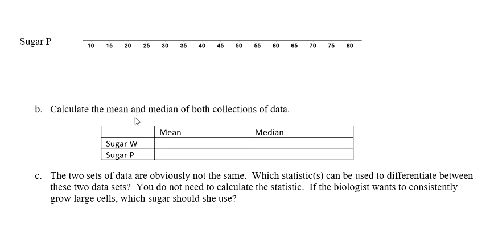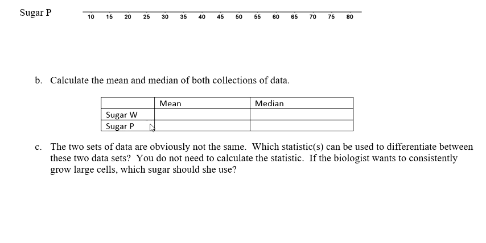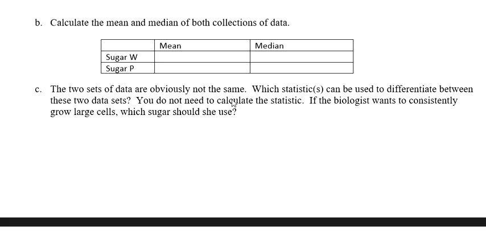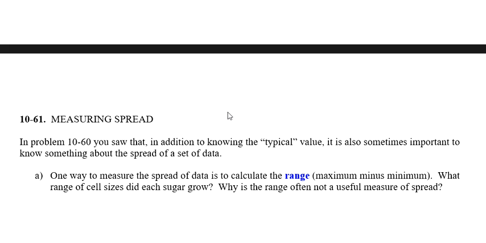Also on 60, you're asked to calculate both the mean and median of both collections of data. So what's the mean, what's the median? Discuss that with your group. You should be able to figure out what those two are. We've talked about them. If you need to, you can use the glossary in the textbook. It definitely has those listed. The two sets of data are obviously not the same. You're going to have to read this and think about this question in the context of what results you get up here. So we're just going to move past that.